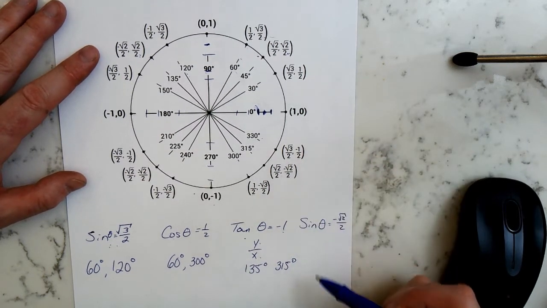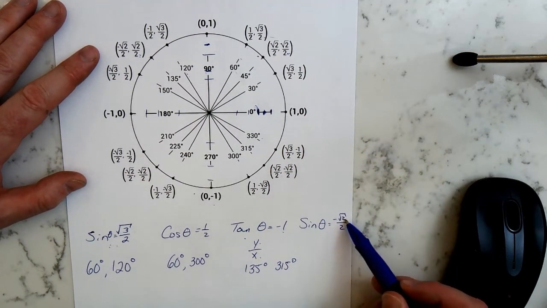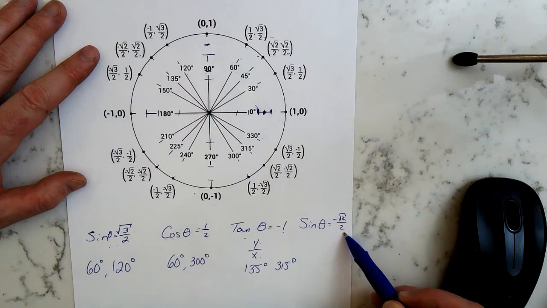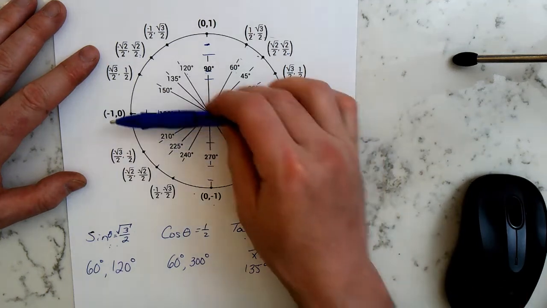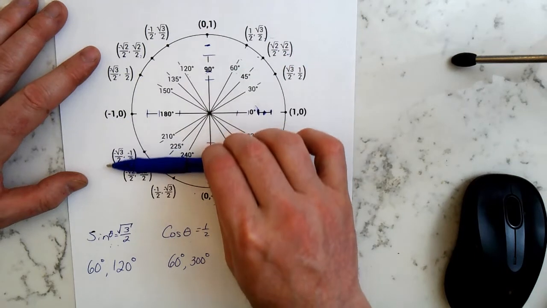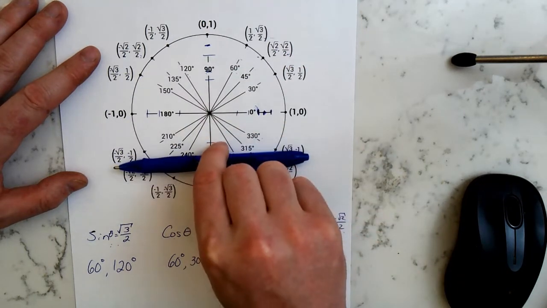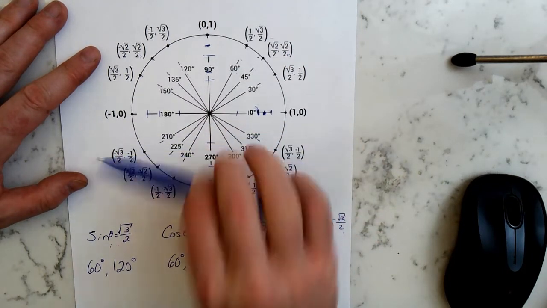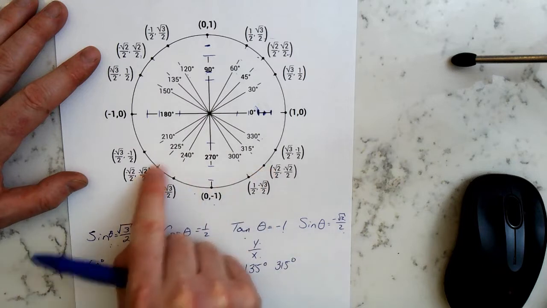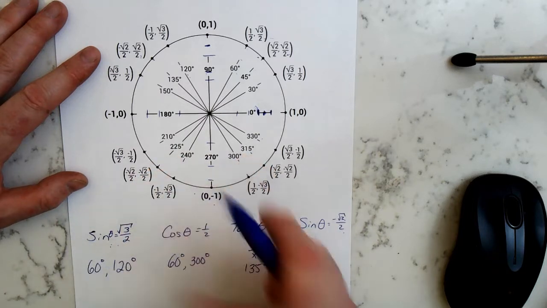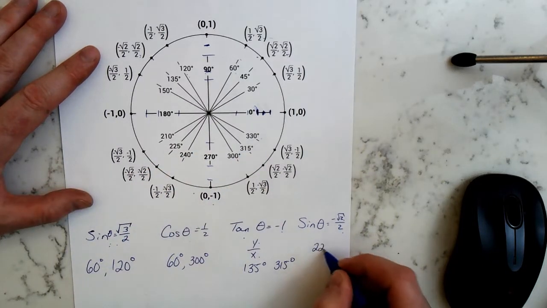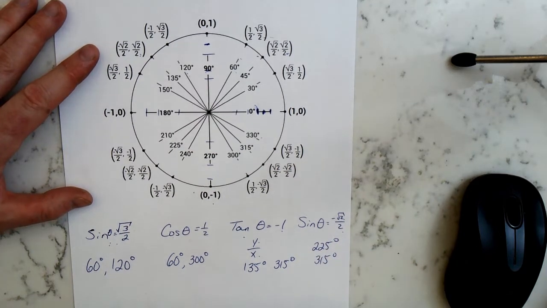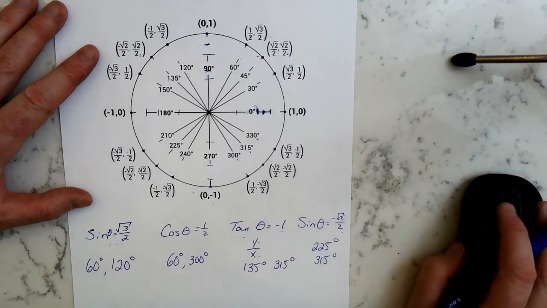And the next one, sine theta is -root 2 over 2. So we're going down, it's a negative sine, so negative y coordinate. And root 2 over 2 is the middle one. So the 1, 2, we've got 225 and 315. So for most of these, find both angles that fit the exact value.